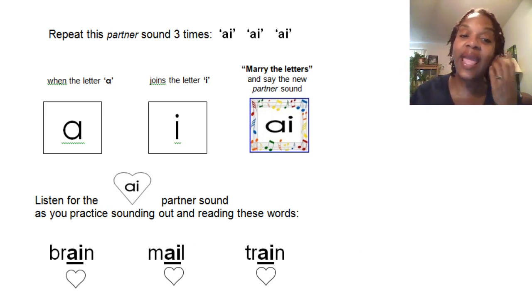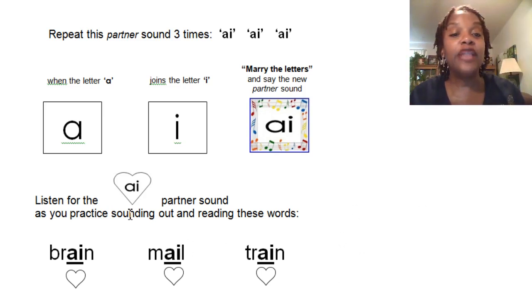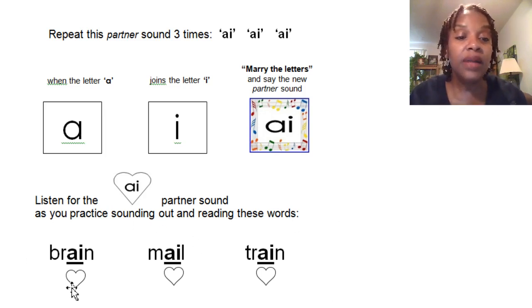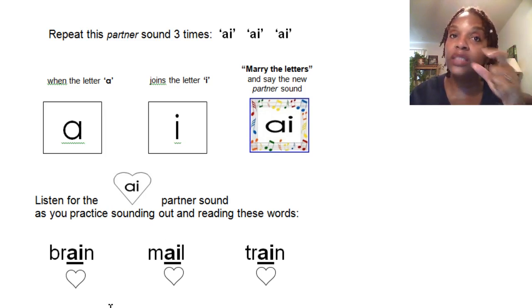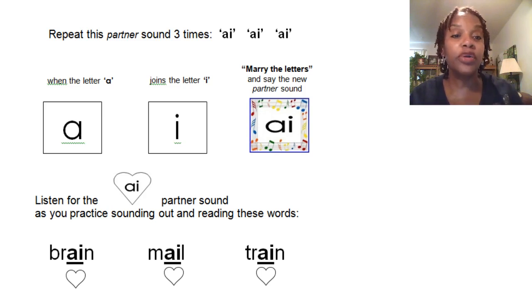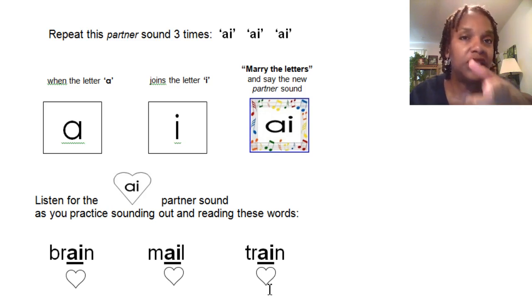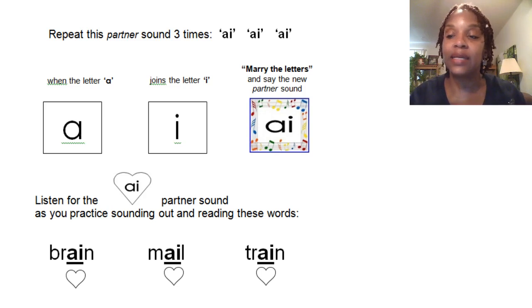So listen for the A partner sound as we practice sounding out and reading these words. All right, so what is the partner sound clue? What's the sound out clue to let you know that 2 letters are a partner? It's a heart, right? So you'll notice under each of the partner sounds, I've included a heart as your clue, as your tip to help you out, all right? It's a sound out tip, right?